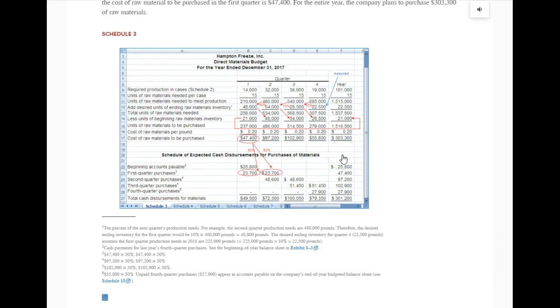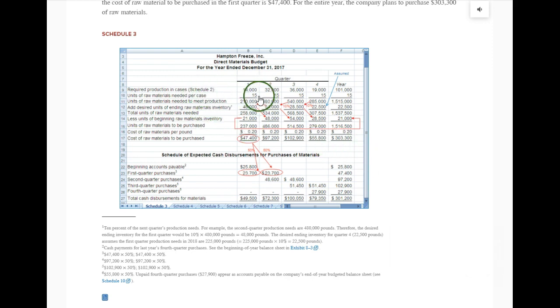Here is the direct materials budget. We need to figure out how much materials we need to purchase during each quarter. That'll be in units, and also how much that will cost us. And then the bottom part of the schedule will show us how we pay for that, in which quarter we pay for the materials purchased in a quarter. So look at the beginning.